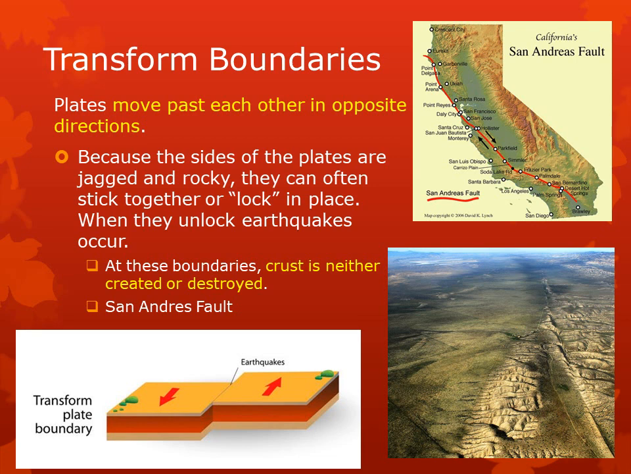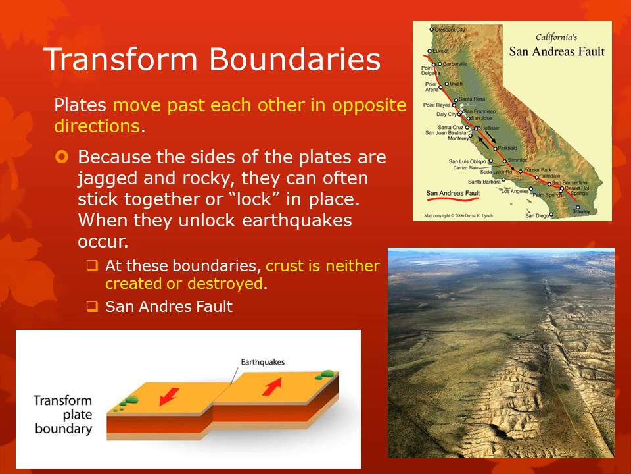And even though they're locked in place, the movement of the Earth continues, increasing the pressure behind the rock. When the rock unlocks, when it moves or shifts, earthquakes occur. So when that rock that has built up tension after being locked in place moves, it creates an earthquake. Now, importantly, at these boundaries, crust is neither created nor destroyed. At divergent boundaries, crust is created. At convergent boundaries, it is destroyed.